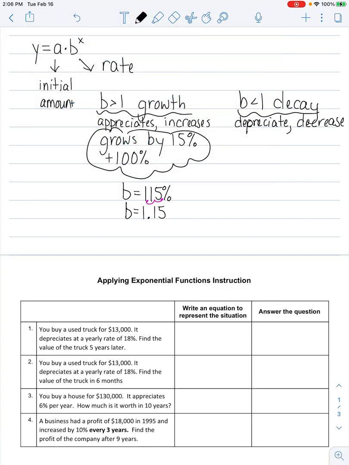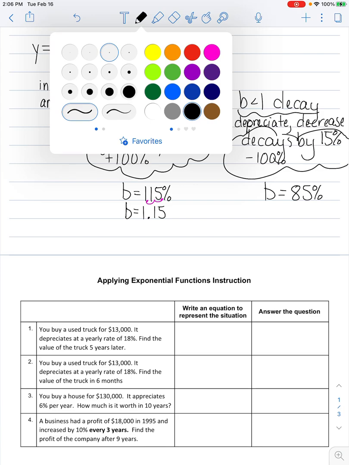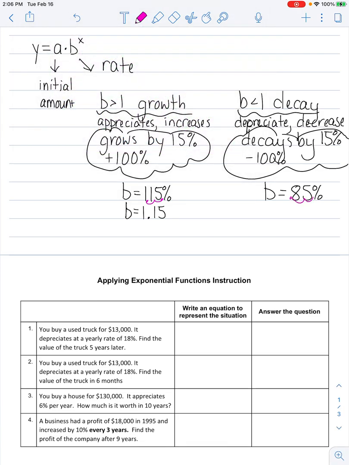So let's look at what it means if something decays. Let's use the same thing. Let's say something decays by 15%. We're still going to use that 100%, but we're going to subtract it from 100%. So 100 minus 15% gives us a b of 85%, but again, we want to write that as a decimal. So my b would be 0.85.